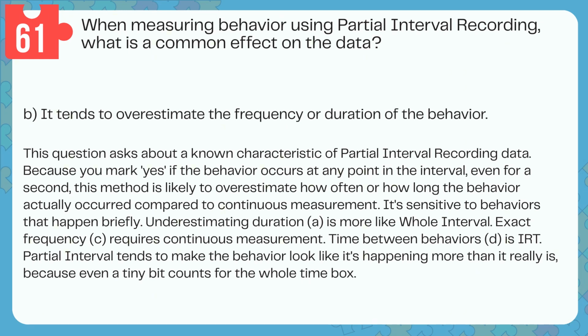Underestimating duration, A, is more like whole interval. Exact frequency, C, requires continuous measurement. Time between behaviors, D, is IRT. Partial interval tends to make the behavior look like it's happening more than it really is, because even a tiny bit counts for the whole time box.